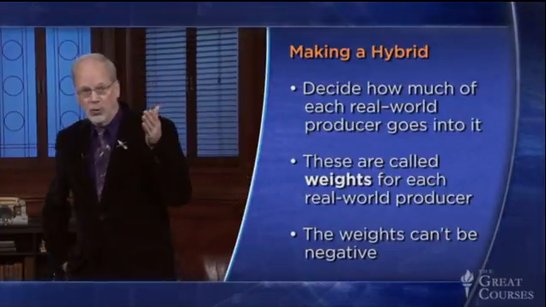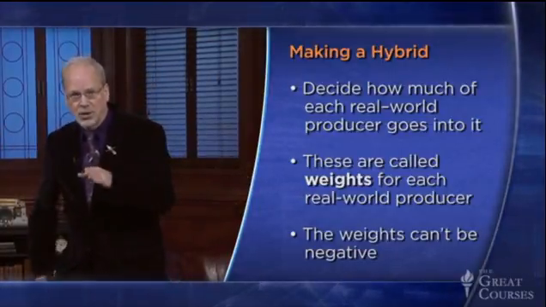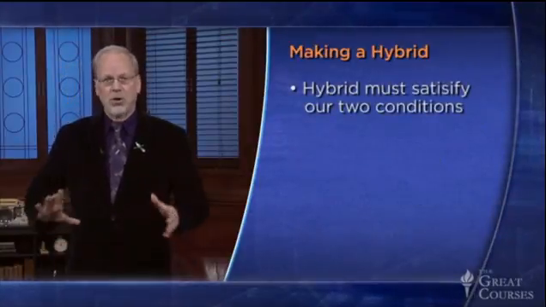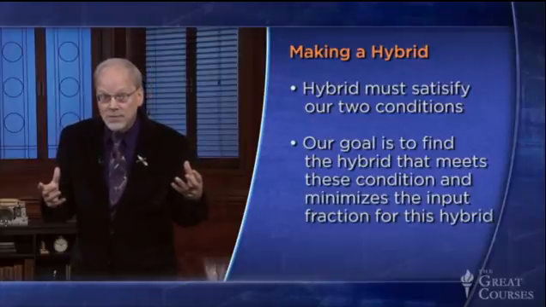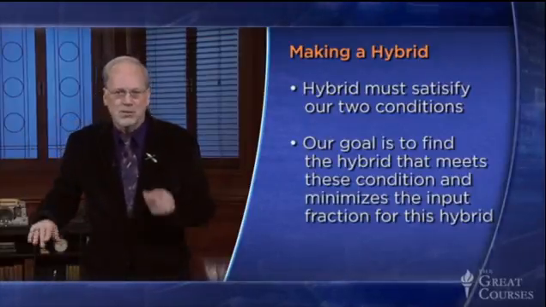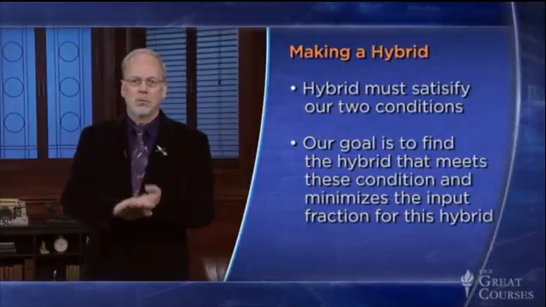Of course, this hybrid isn't relevant to our assessment of the target producer unless it satisfies our two conditions a moment ago. Those are our constraints. And our goal is to find the hybrid that meets these conditions and minimizes that input fraction for that hybrid. Goal, constraints, decision variables. We've got an optimization problem. And since a hybrid is a linear combination of real-world producers, it's a linear program.